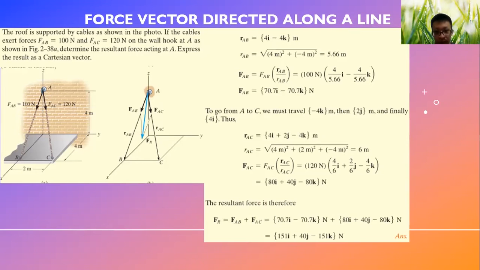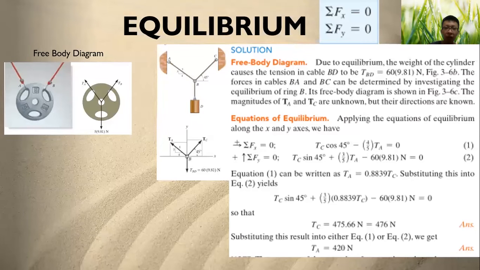So first of all, same thing, we get the unit vector rAB, and then we multiply it with F, and then we get FAB equals 70.7i, then 70.7k, and the same thing we go with AC. And then we get the resultant force, which is FAB plus FAC, and then we get 151i plus 40j minus 151k Newton.